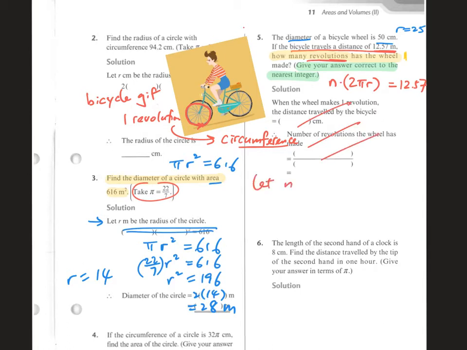So I let n be the number of revolutions, and afterward it is n times 2 pi r. The radius will be 25, equal to 12.57 meters. But there's a trap. Can you see it? Be careful, because now the wheel is 50 cm, while the distance traveled is in meters. So you have to change to the same unit. For example, I turn the distance traveled to centimeters by multiplying by 100.